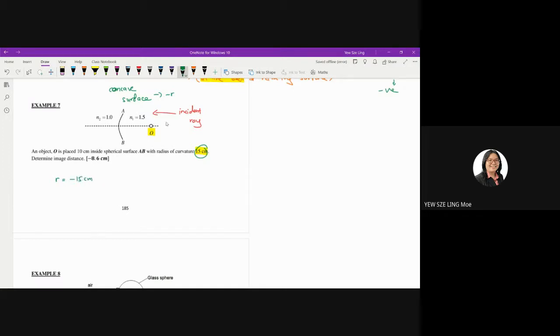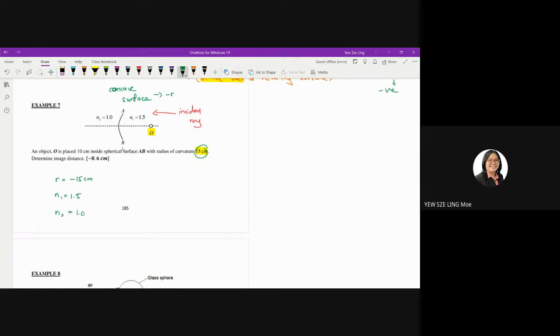Now, let's look at the diagram. So this diagram tells you which one is N1 and which one is N2 already. N1 is the part that is located on the same side as the object. So N1 is equal to 1.5. N2 is equal to 1.